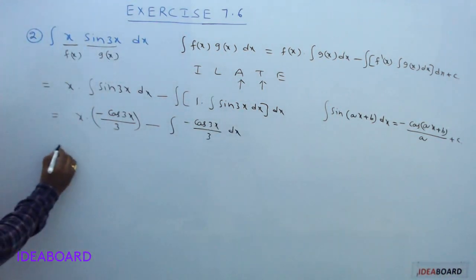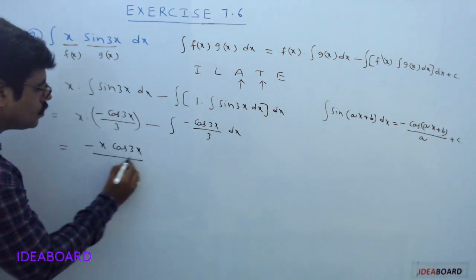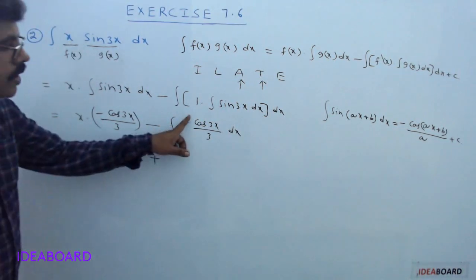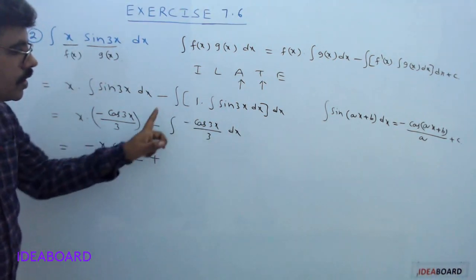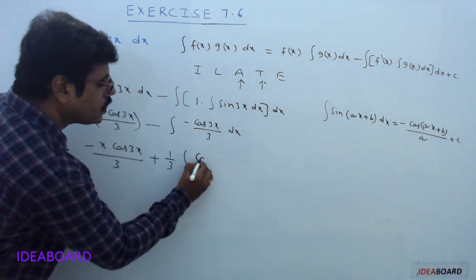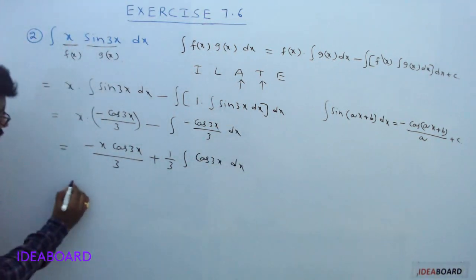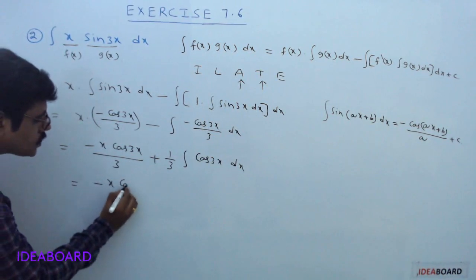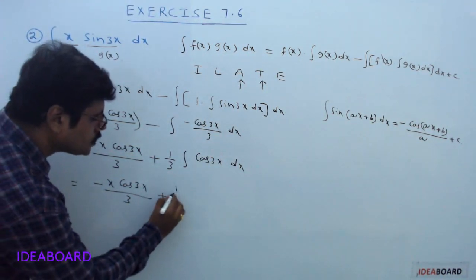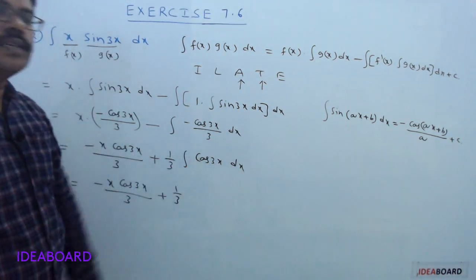Now this is minus x cos 3x, whole divided by 3, minus into minus, plus 1 by 3. 1 by 3 is a constant term, so you can take it outside of the integral: 1 by 3 into integral cos 3x dx. Now this equals minus x cos 3x divided by 3, plus 1 by 3 into integral cos 3x dx.